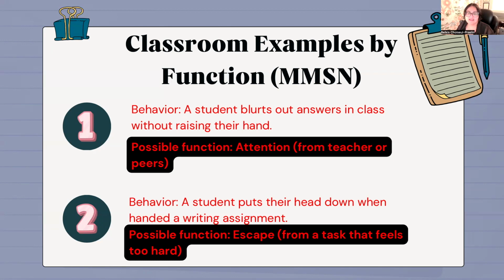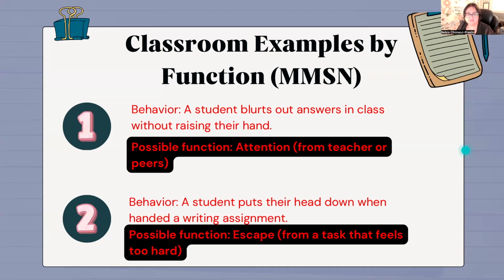Pause for a moment here and think of a student or a person that you know who has displayed some kind of similar attention-seeking behavior or escape-related behavior. What do you think that they were trying to actually communicate in that moment? This is the kind of reflective practice that I want us to engage in a little bit more, and it's going to help us move from reacting to behavior to understanding it.